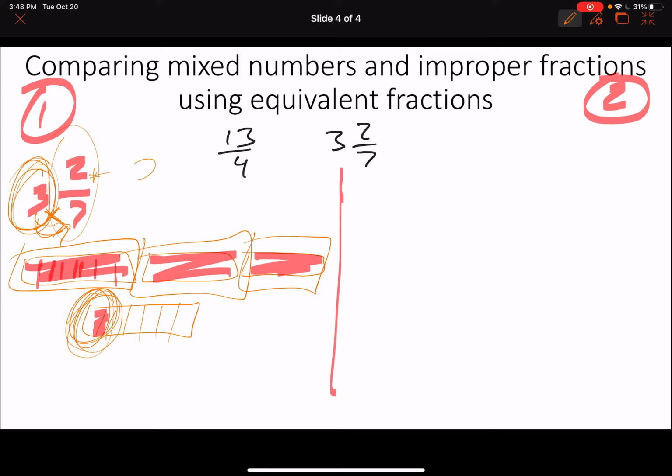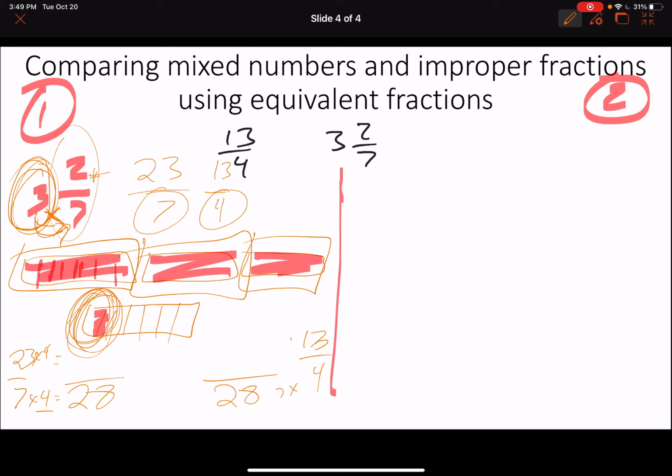So that is 23/7. And now I can compare it to 13/4. But first, I need to find that common denominator. So I know that 28 is the common denominator because 4 times 7 is 28. So now I need to multiply the top and the bottom by 4. Okay, and if I have 13/4, I'm going to multiply each of these by 7.